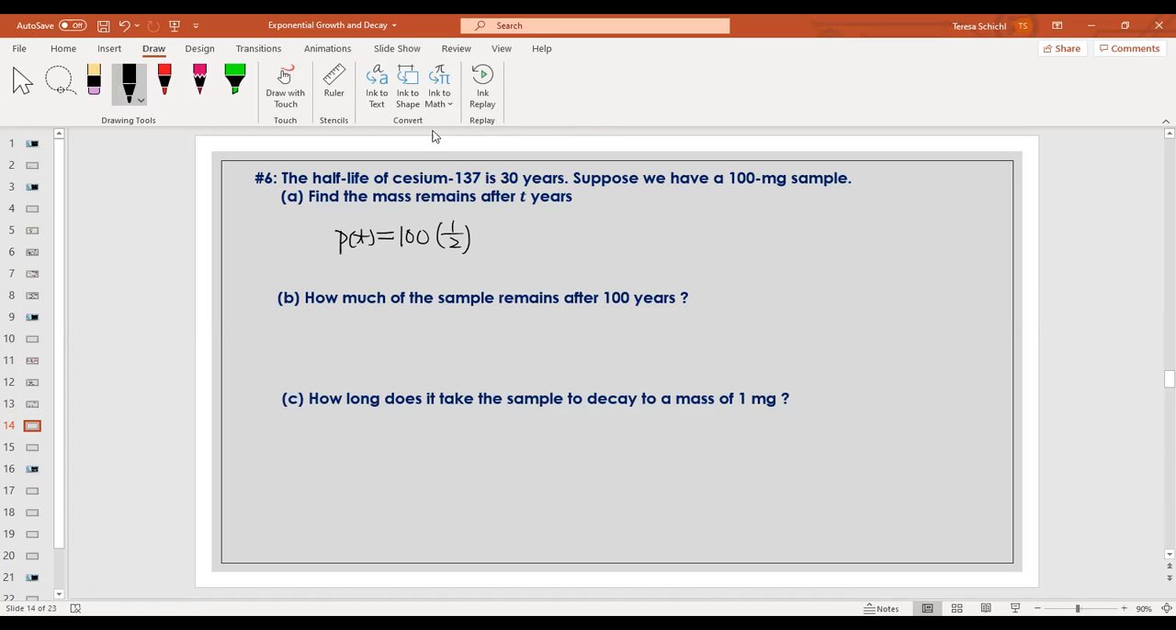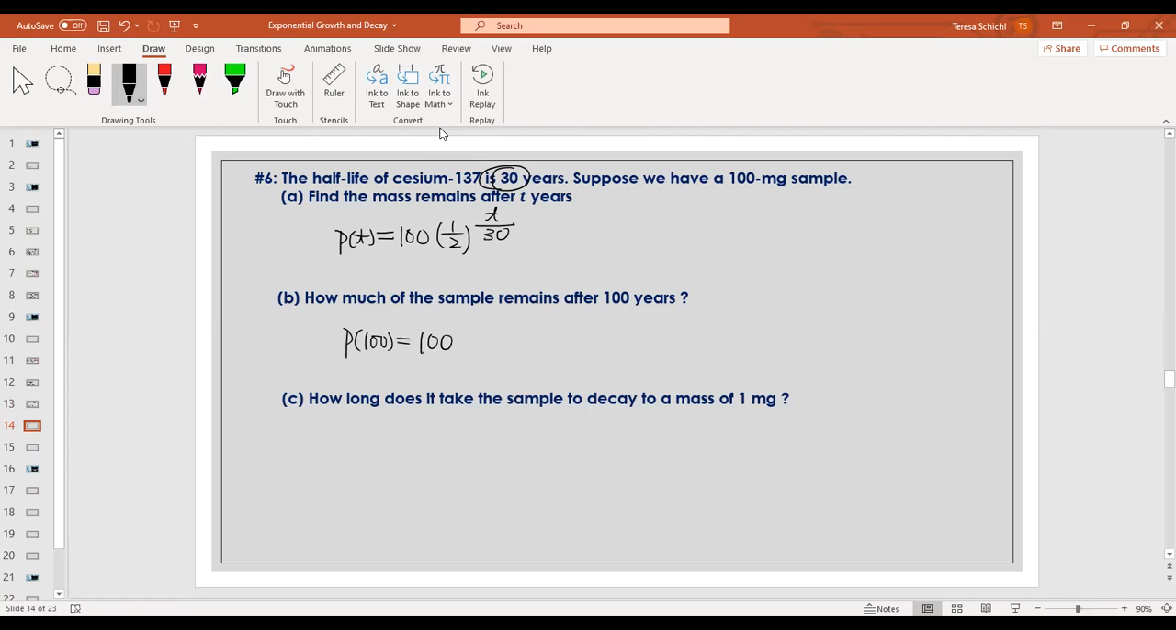So where is my T star here? T star is 30 years, right? So I have t over 30 here. Pretty easy if you can remember, or if you know how to derive it, the half-life and the doubling time formulas. Part B is how much of the sample remains after 100 years. So you are looking for P(100).